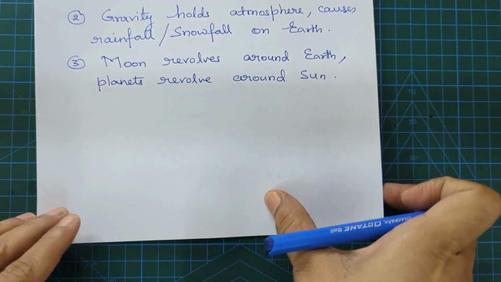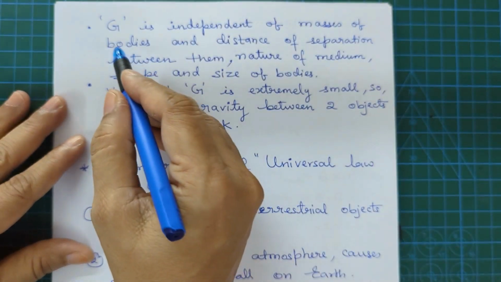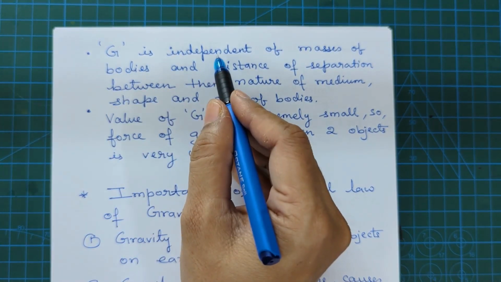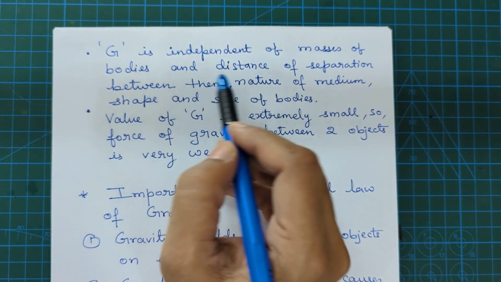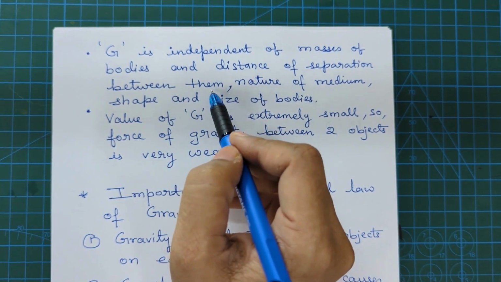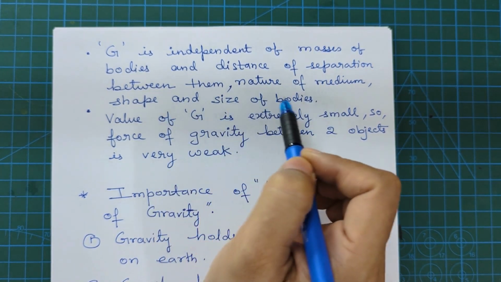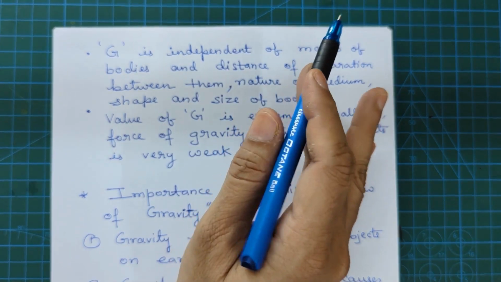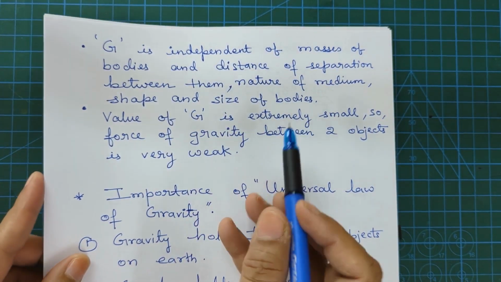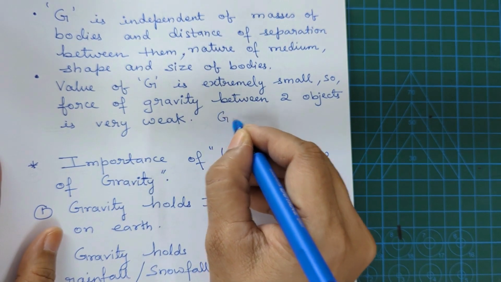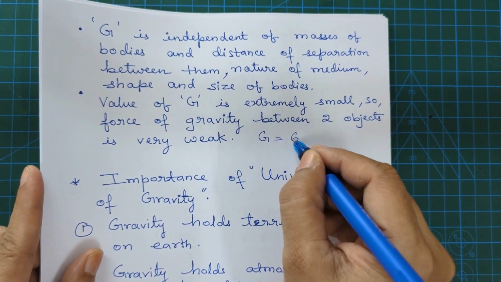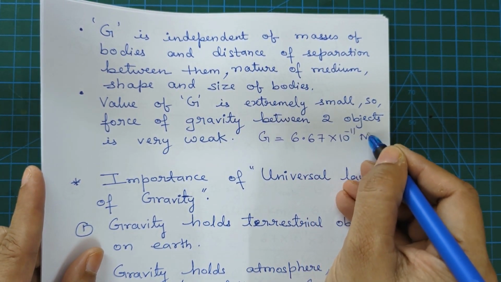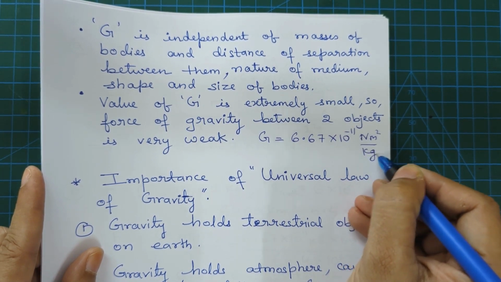Now moving ahead, about the universal gravitational constant. The universal gravitational constant is independent of the masses of the bodies and the distance of separation between the masses, the nature of the medium, and the shape and size of the bodies, meaning it is a constant. It doesn't depend upon almost anything. The value of G is extremely small. Just now I told that the G value is 6.67 into 10 to the power minus 11 Newton meter square per kilogram square.